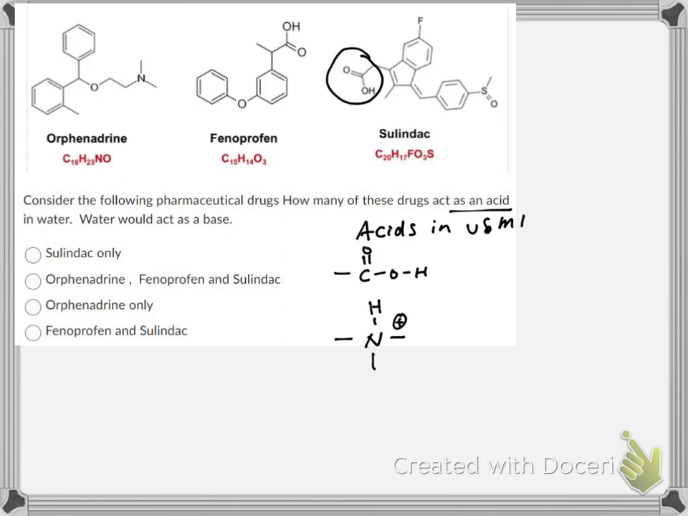All right, so that means Sulindac has this group, fenoprofen has this group, but orphenadrine does not. It has a neutral nitrogen. It needs to be a positively charged nitrogen to be an acid. That would give us answer D.